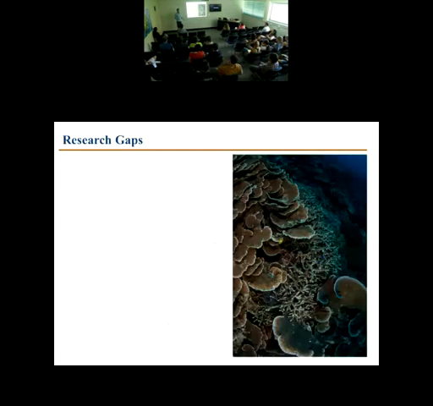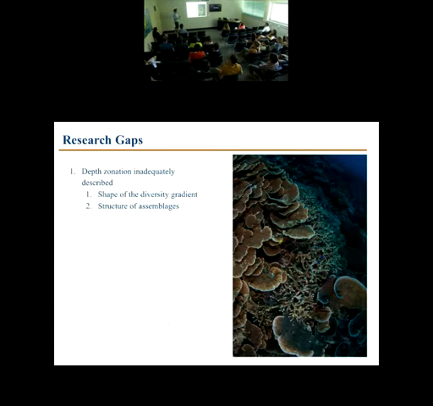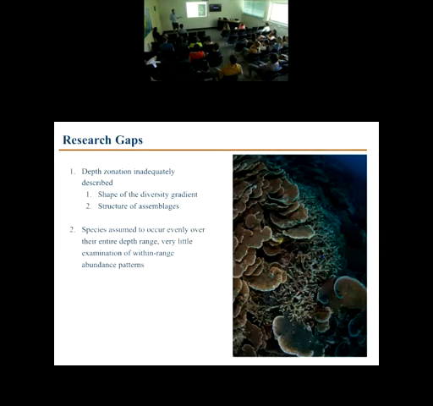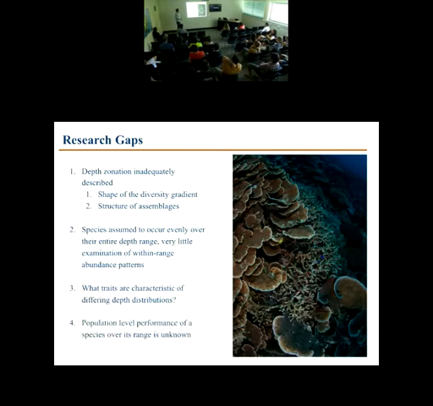This brings me to the research gaps, and there are a few. The first is that the depth zonation is really inadequately described so far. The shape of the diversity gradient is still unclear, and the structure of the assemblage that actually builds this is relatively unknown. Species are also assumed to occur pretty much evenly across their entire depth range. An examination of within-range patterns is really lacking, and the traits that are characteristic of these different depth distributions haven't been explored either. Trait-based ecology is something which has come on in leaps and bounds in recent years.